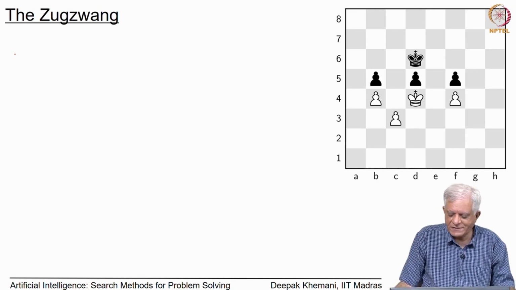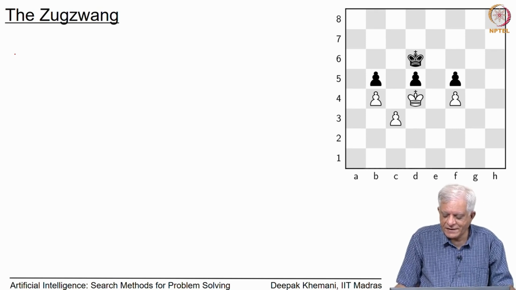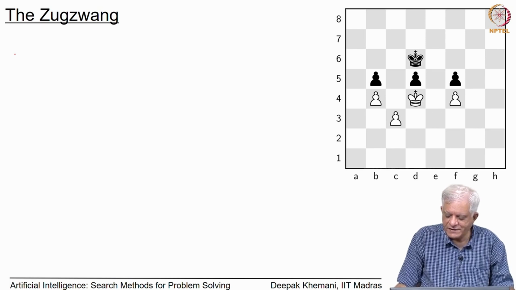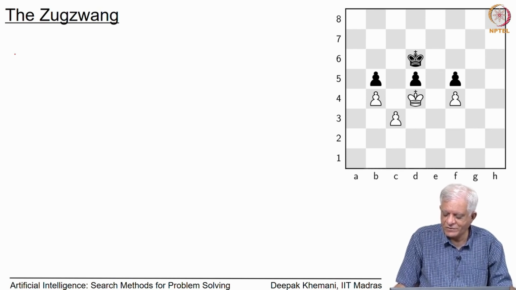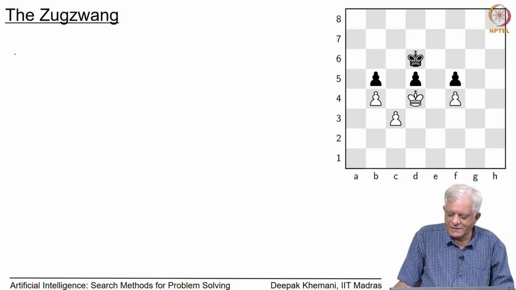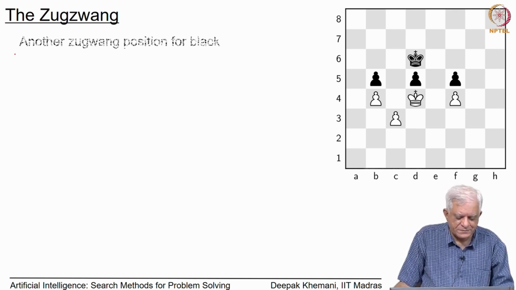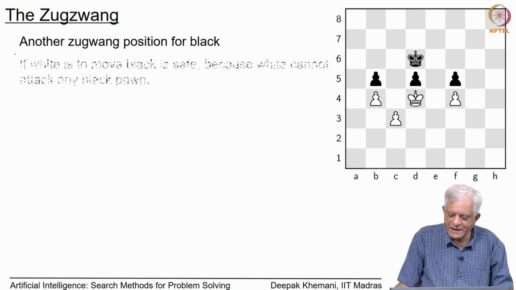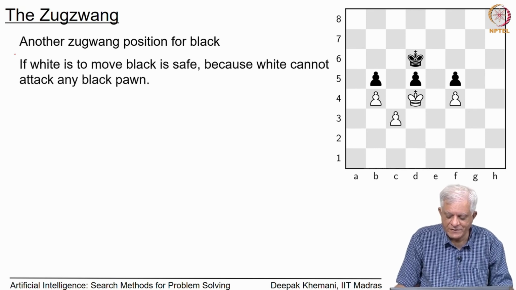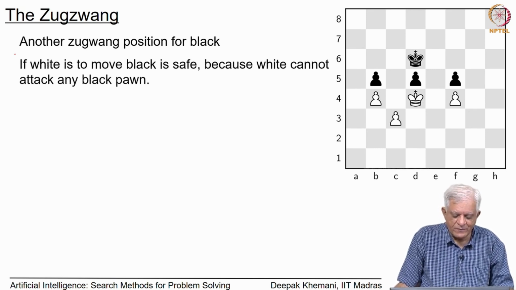The position is similar in the sense that the black king is trying to protect 3 pawns and the white king is trying to attack one of those pawns, so that white can go ahead and promote a pawn. The material strength is equal, but the positional strength is different, as you can see. Now, in this position black is again at a disadvantage if black were to move. If white is to move, black is safe, because white cannot attack any black pawn essentially.